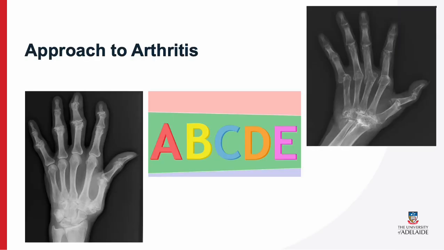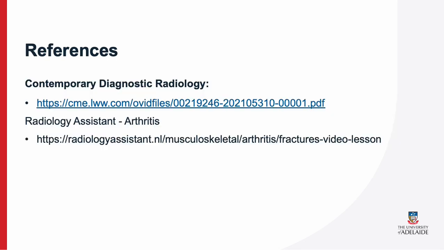So today we've talked about the approach to arthritis, and in particular when you're looking at an x-ray of arthritis, a way to approach it is the A, B, C, D, E and S, and that can help narrow down the differential. A couple of references: in particular, the Radiology Assistant for Arthritis is quite a lovely read. Beautiful pictures, nice, easy to understand text.